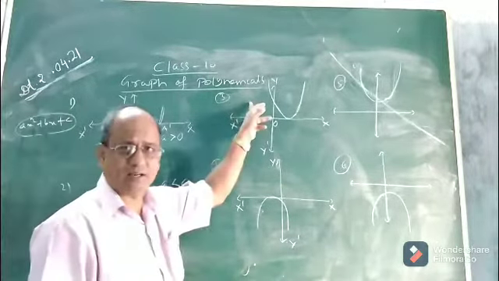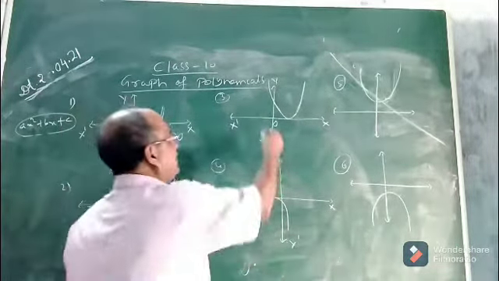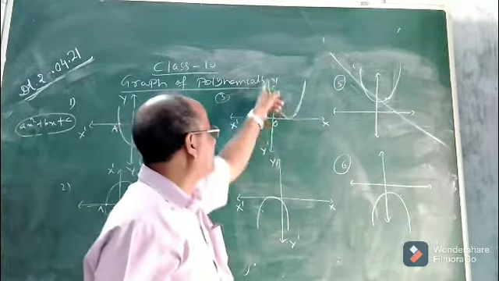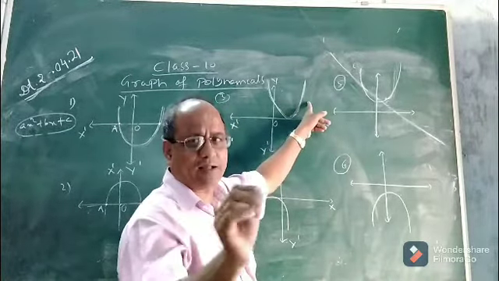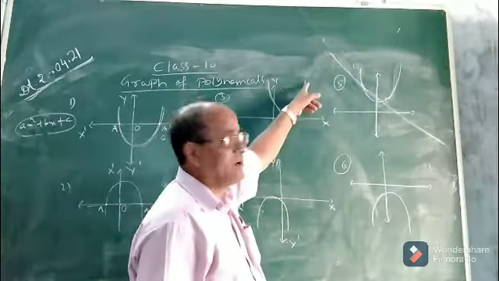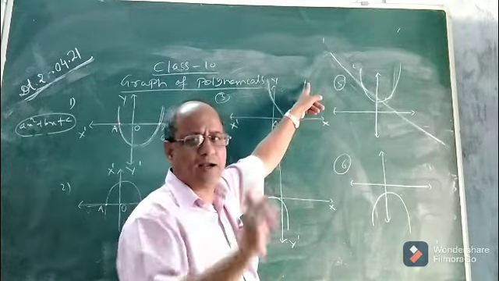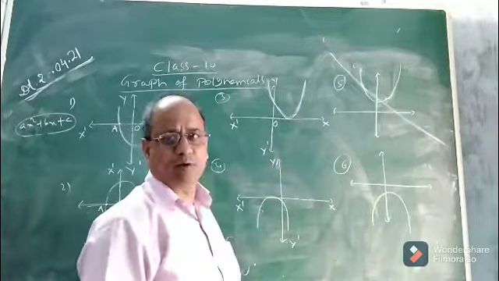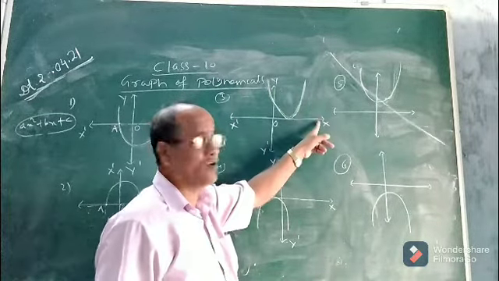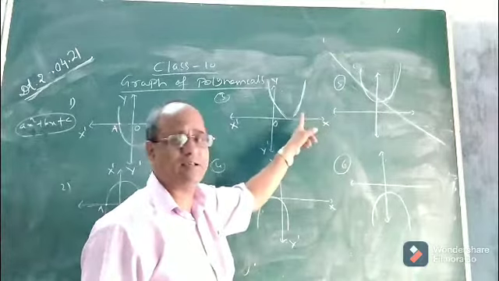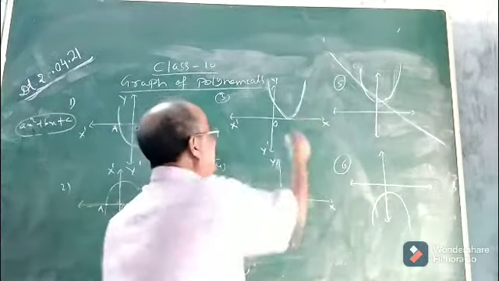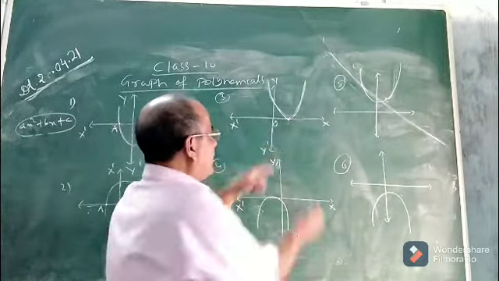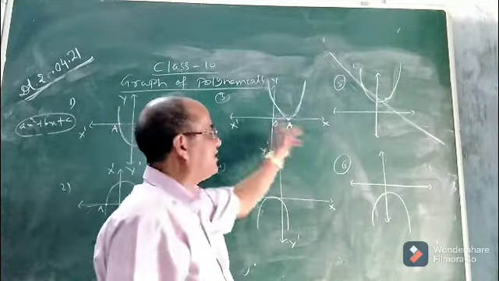Now come to case 3. You see, in this case, this is the graph of a quadratic polynomial. Clearly, this graph is a parabola, but what is the difference? It opens upward. Here it does not cut the x-axis in two distinct points. This parabola has not cut or intersected the x-axis in two distinct points. Rather, it has touched. You see, this is the point, suppose A, where it has touched the x-axis.